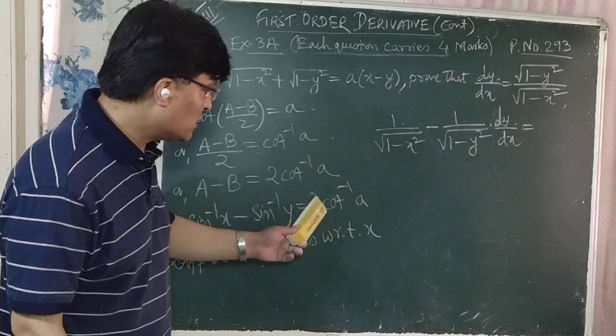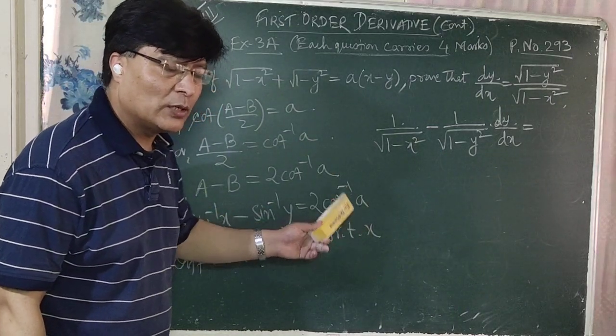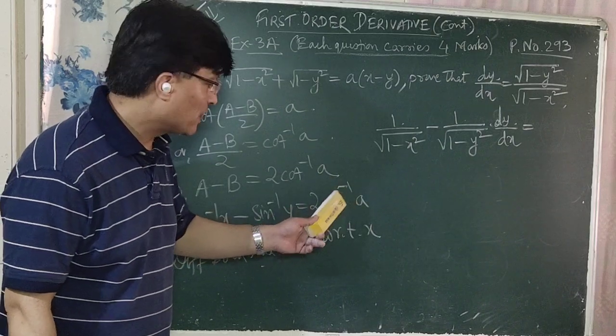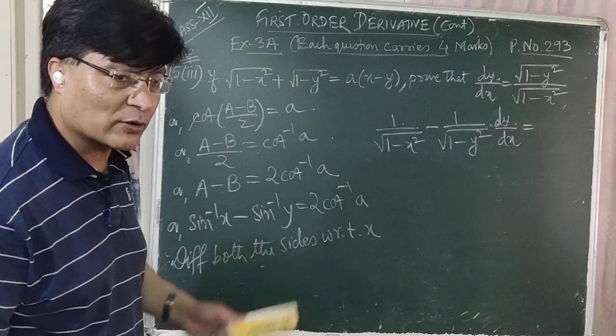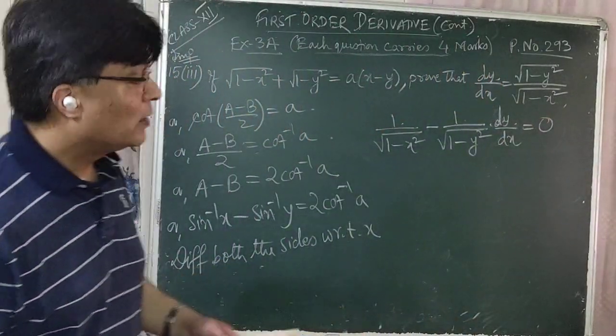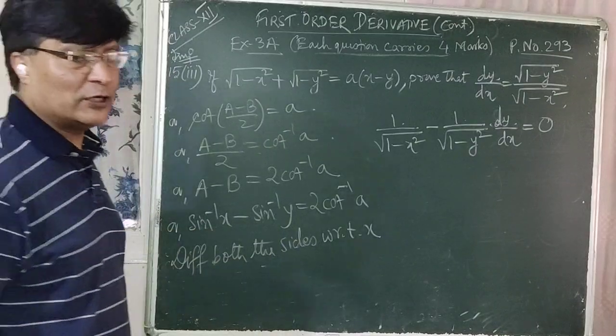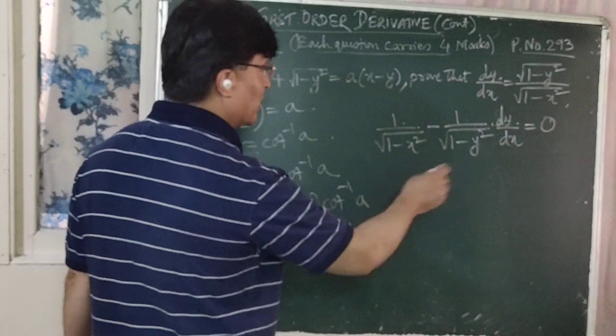to, what is the differentiation of 2 cot inverse A? This is a constant term which is free from x and y. This 2 cot inverse A is free from x and y. So this is a constant term. So its differentiation is always 0. So now you can easily get the value for dy by dx from here. So let us take this 1 by root over 1 minus x square to the right hand side.